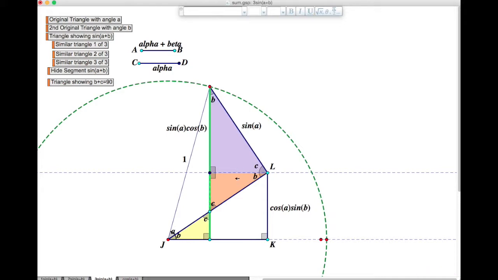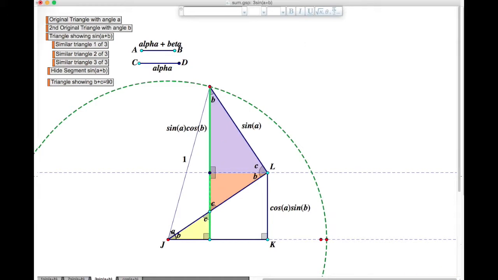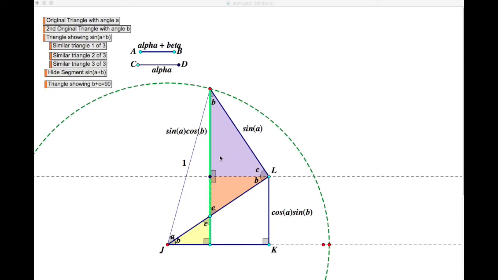And by transitivity, the yellow triangle is similar to the purple triangle. So all three of these triangles are similar triangles. Do you see how one side of each of these triangles lines up with the side sine A plus B? Therefore, we can write sine A plus B as the sum of the sides of these three similar triangles.